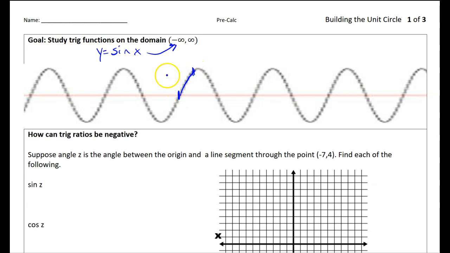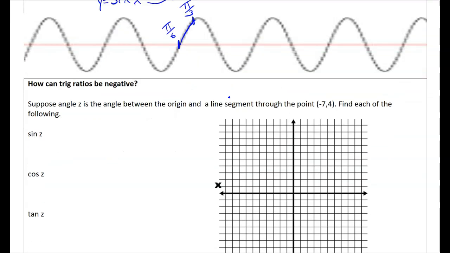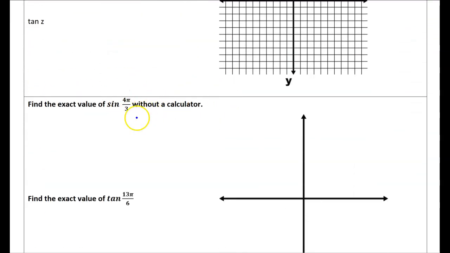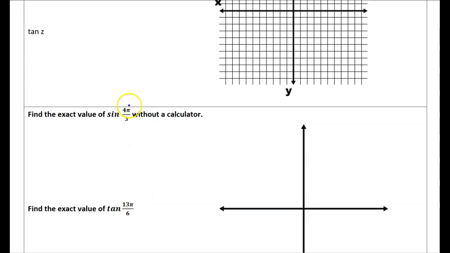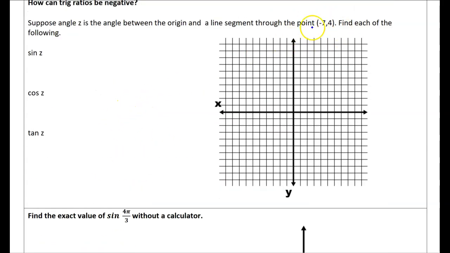So right now, we can really only study this piece of it. The smallest angle we can do is pi over 6. The biggest angle we can do is pi over 3. Right, and pi over 4 is somewhere in the middle. So if this function has the domain from negative infinity to infinity, we're stuck on a very small piece of it.